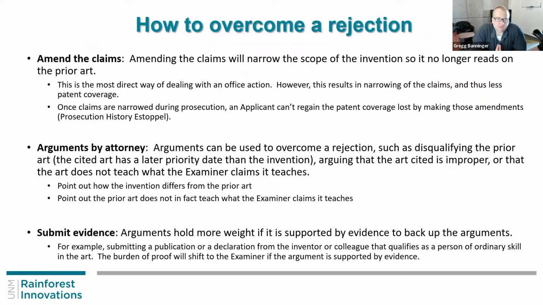So this is relevant to when you do prior art searching, things to think about. Obviously, the best way to overcome a rejection, the easiest way, is if your property falls into someone else's property lines, to just move the property lines. And how do you do that? You amend the claims and narrow the scope of the invention.